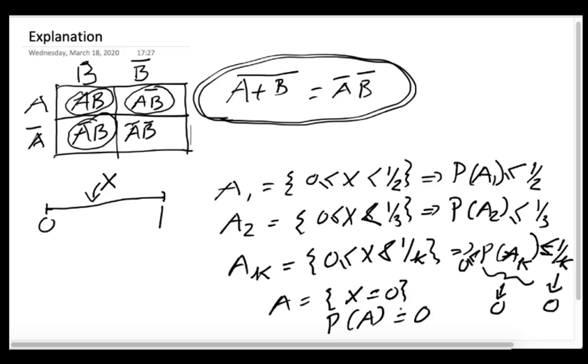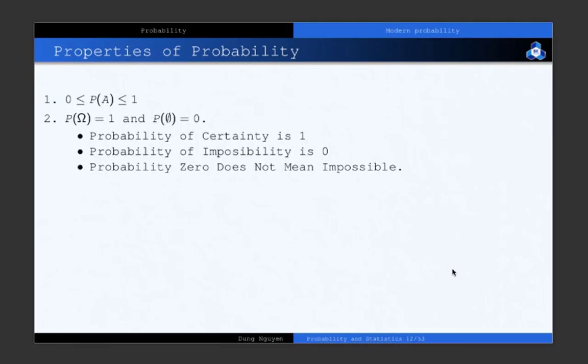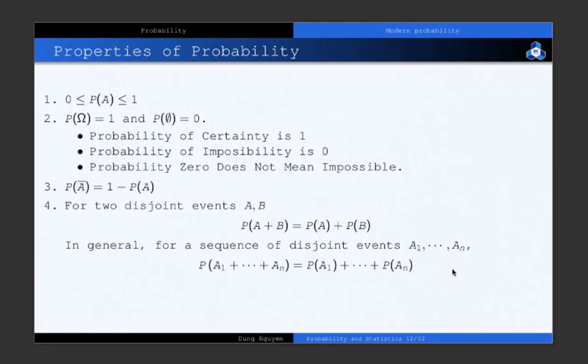And obviously, it is possible that you can pick number 0. Probability 0 does not mean impossible. Okay, it does if the sample space is discrete, but if the sample space is continuous, it's not true. Next, the probability of the complement of A is 1 minus the probability of A. That is very obvious, so I will move to the next one.